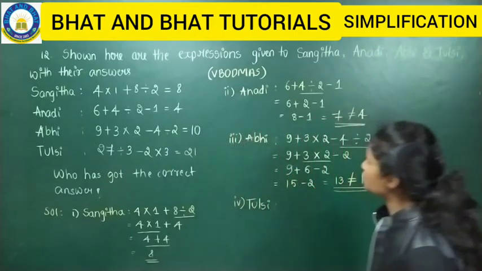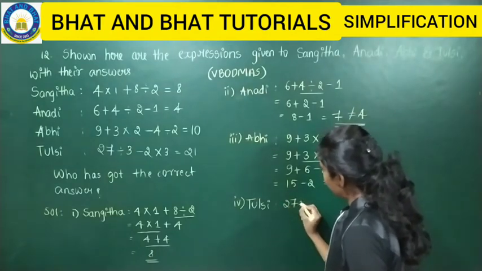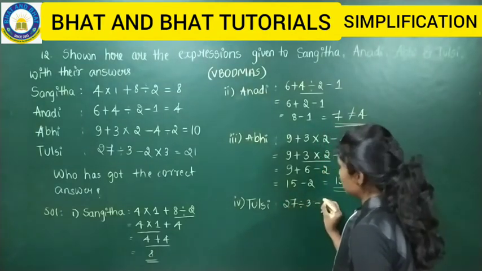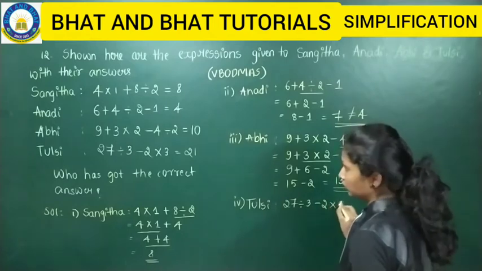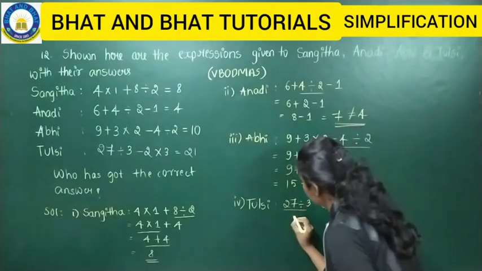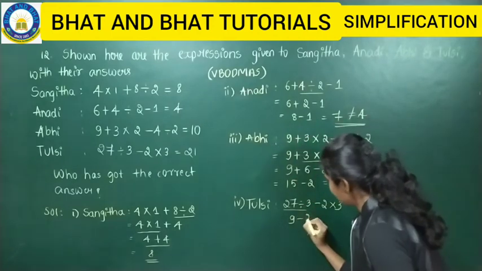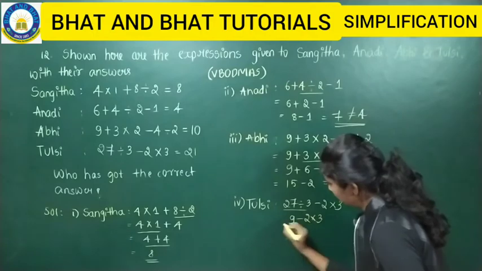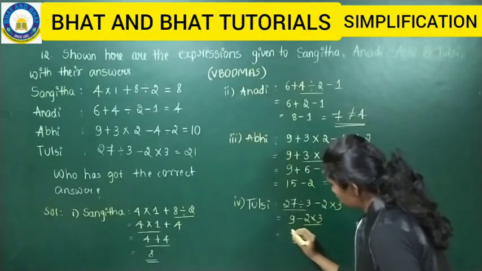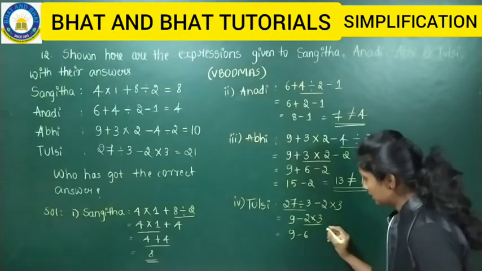So what is the equation of Tulasi there? 27 divided by 3 minus 2 into 3. Correct. So now if you solve this, 3 9s are 27, so 9 minus 2 into 3. Next is multiplication. 2 3s are 6. So 9 minus 6, it is 3.